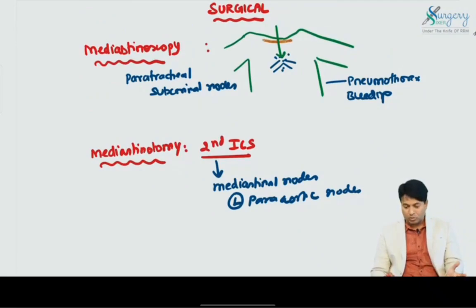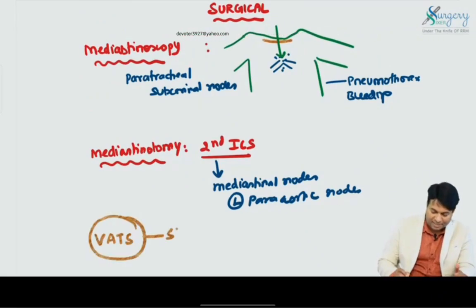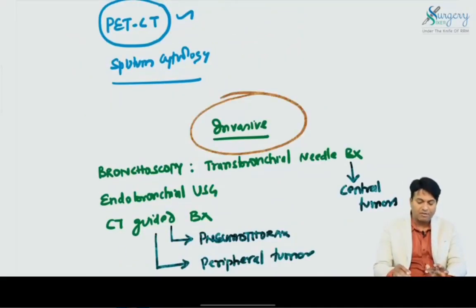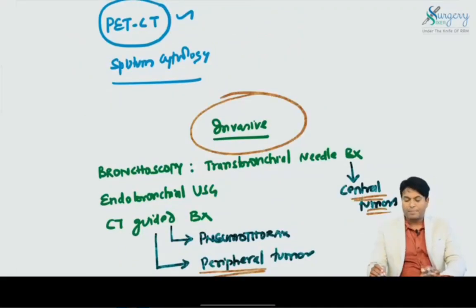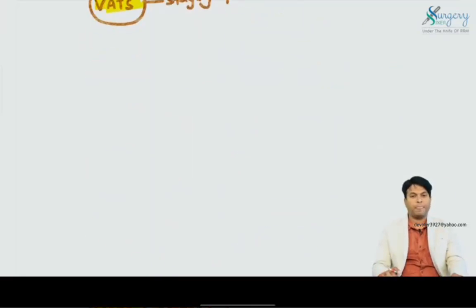But none of this is needed now. Mediastinoscopy or mediastinotomy is not needed because we have the latest VATS, video assisted thoracoscopic surgery. We can stage the mediastinum, an excellent method. Staging of the mediastinum is now by VATS. So there are 3 types of investigations: non-invasive investigation, and invasive investigation of biopsy, CT guided biopsy for peripheral tumor, transbronchial biopsy for central tumor, and surgical methods: mediastinoscopy, mediastinotomy, and VATS are the various methods to take a biopsy. Please don't forget these points.